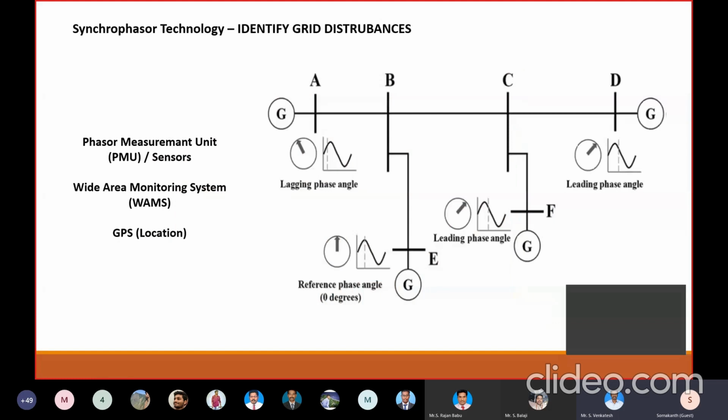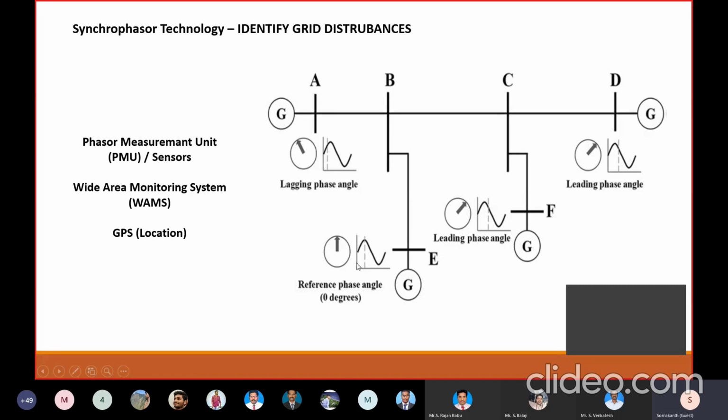So this is synchrophasor technology. It is a technology to identify grid disturbances. Here, see, around four generators are connected in a grid. If you see grid G, grid E, it's a bus bar, bus bar E. Here the phase angle is 0. Phase angle is the angle between the voltage and the current. If it is 0, the power factor is unity. It is close to unity.